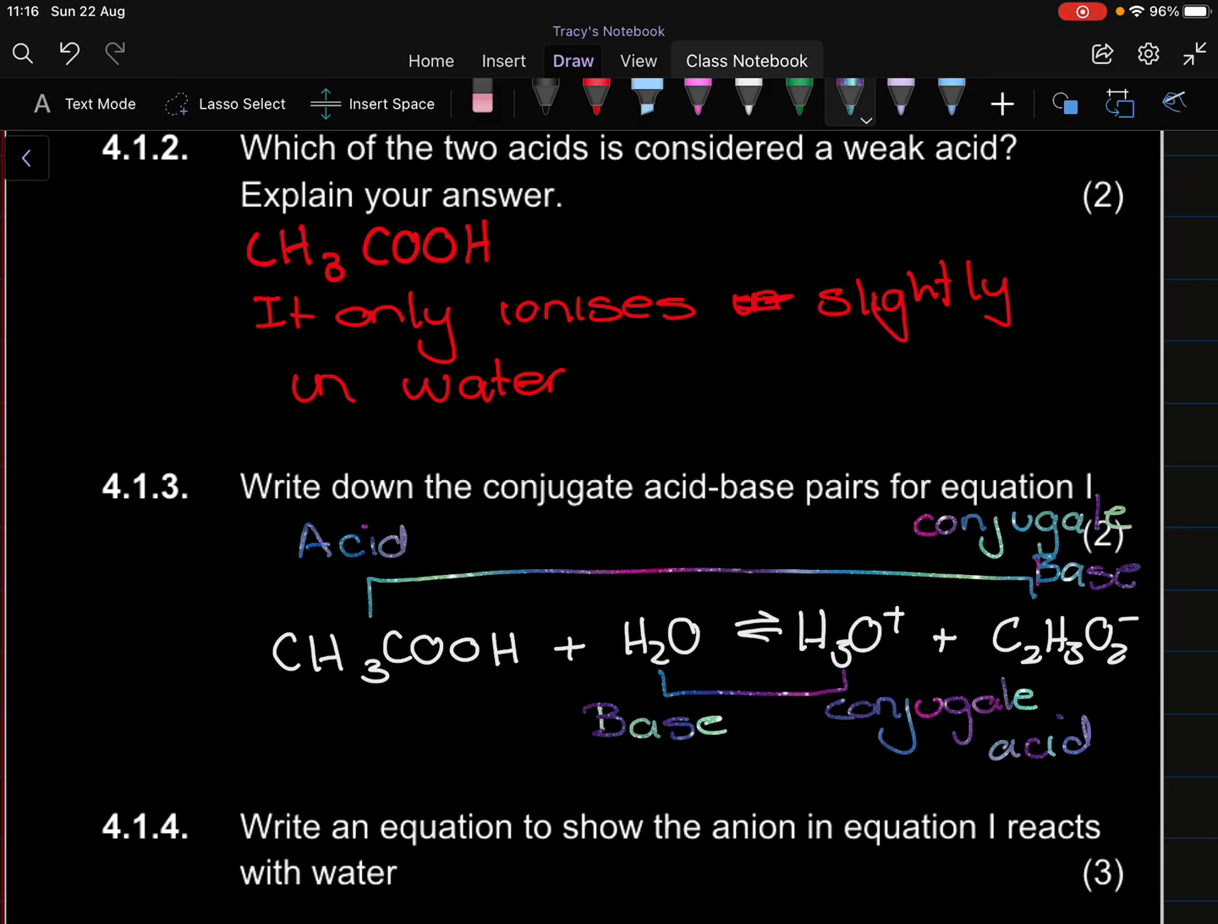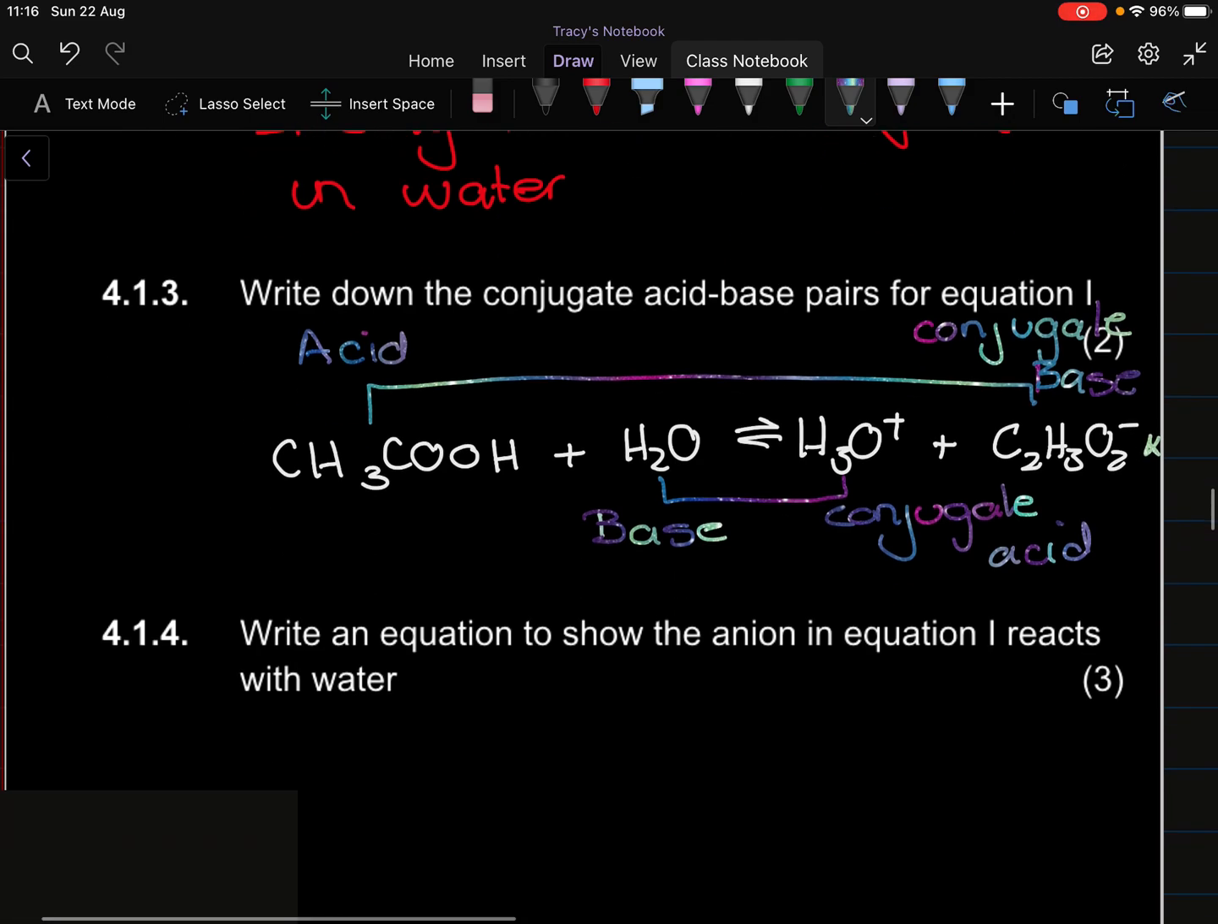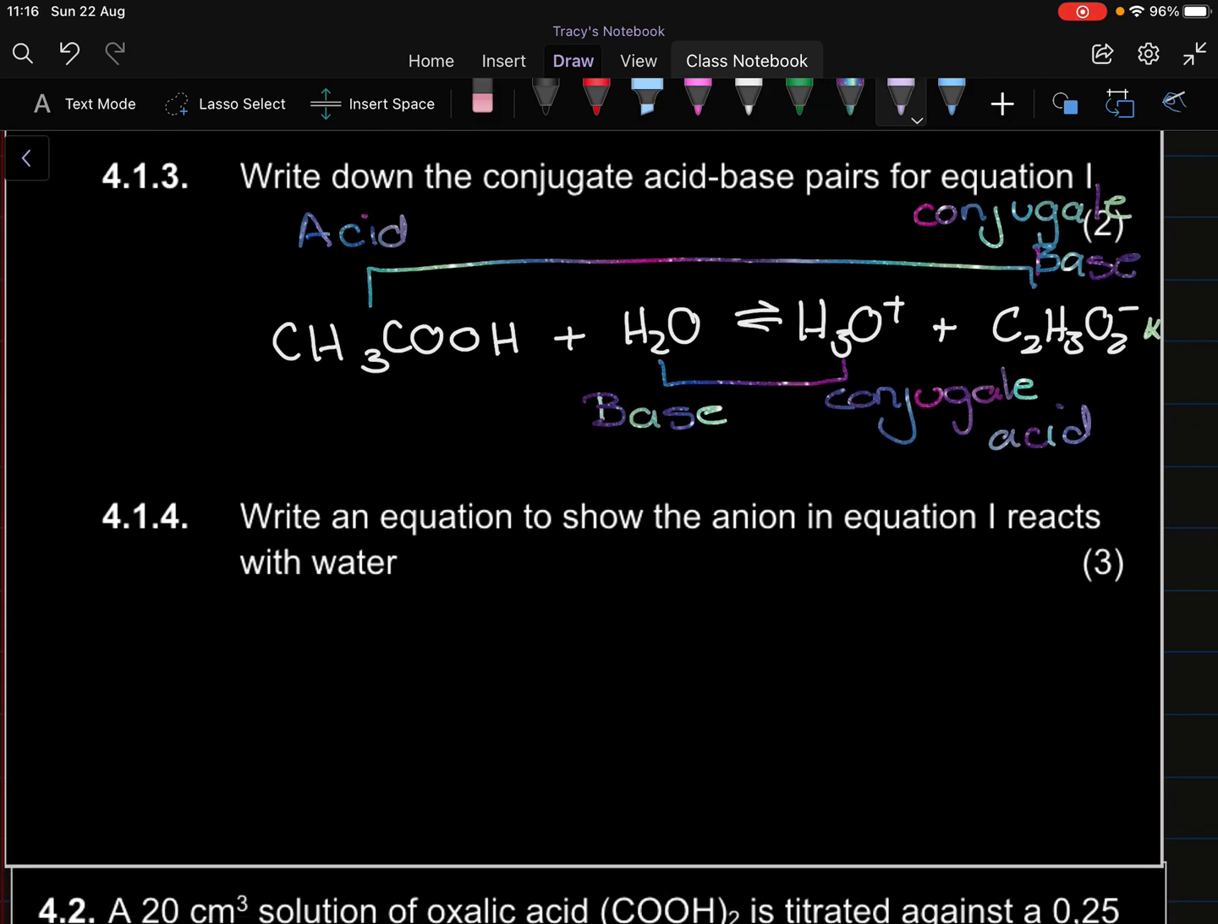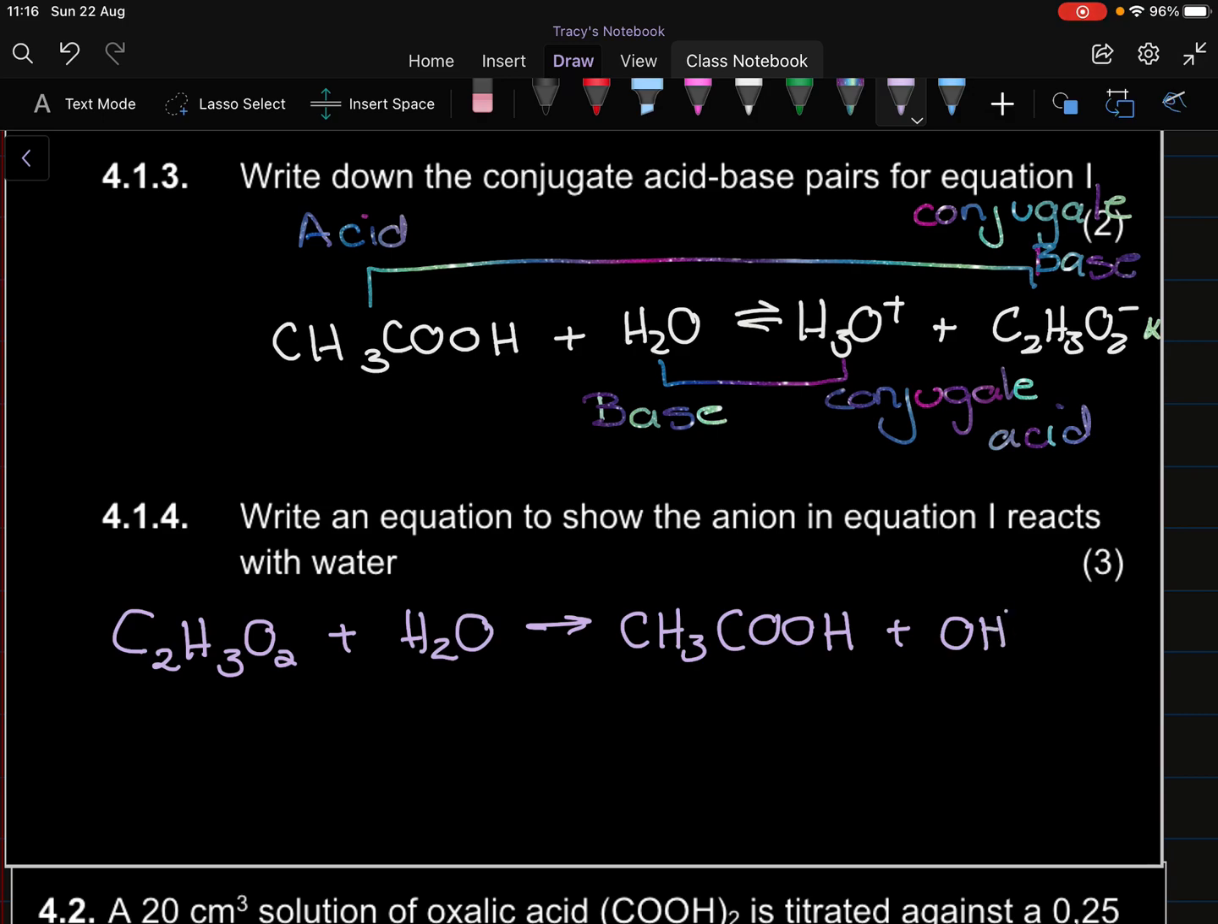Alright. Then they ask you, write an equation to show how the anion in equation 1 reacts with water. Now, the anion is the negative ion, so it's the C2H3O2 minus. It is going to react with water, and it's actually going to form CH3COOH. It's going to go back to the acetic acid and form OH minus ions. Okay, and when they mark this, it's giving me the reaction with water, giving me the products at the end, and then making sure it's balanced. The nice thing about these is that most of them actually are balanced straight away, so there shouldn't be too many balancing issues here.